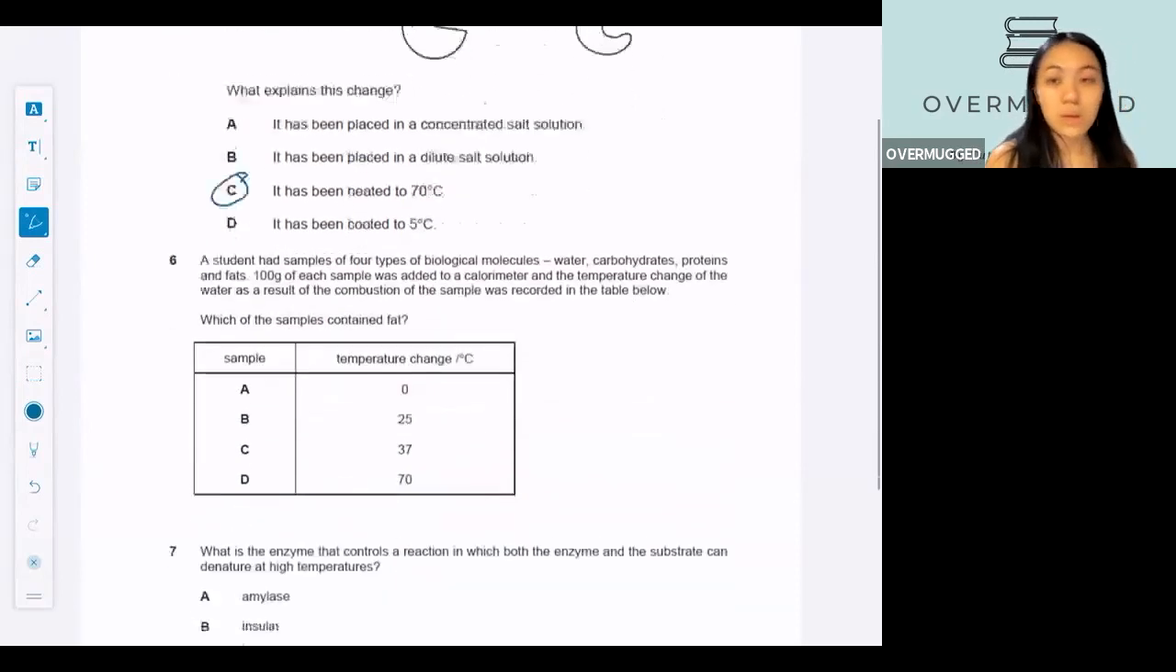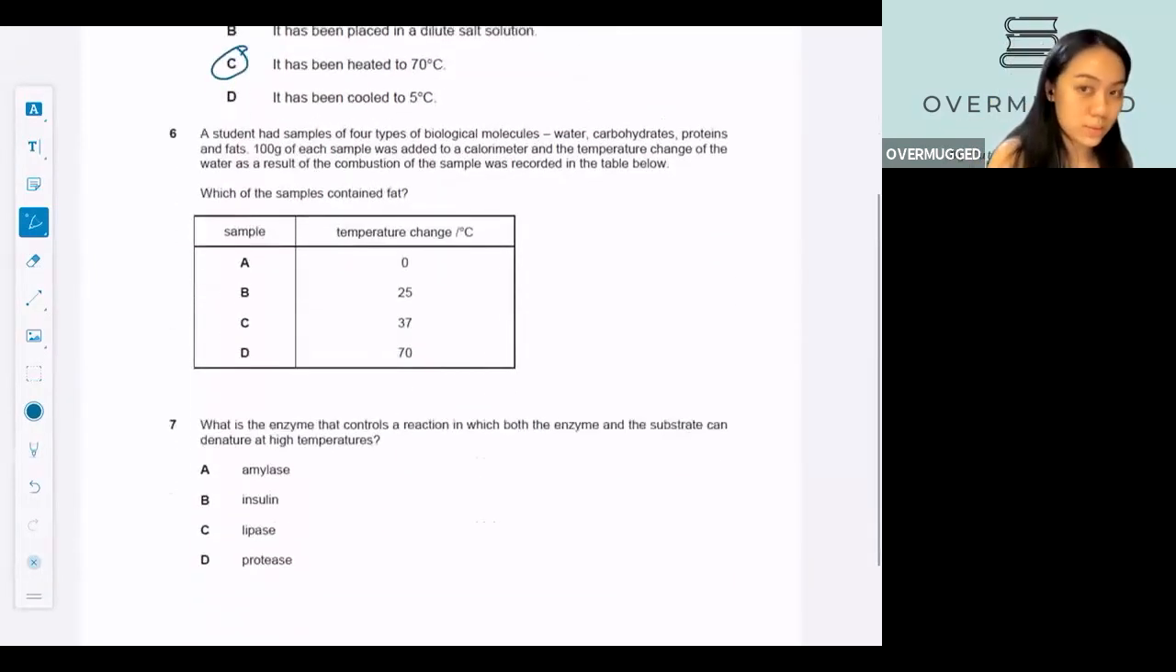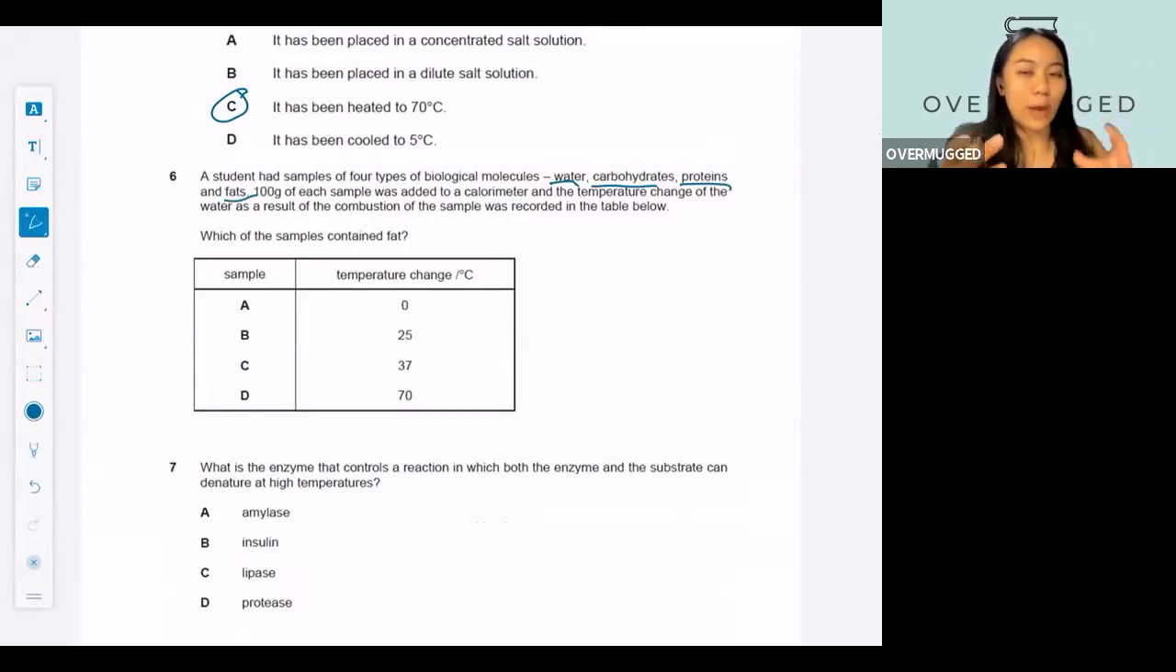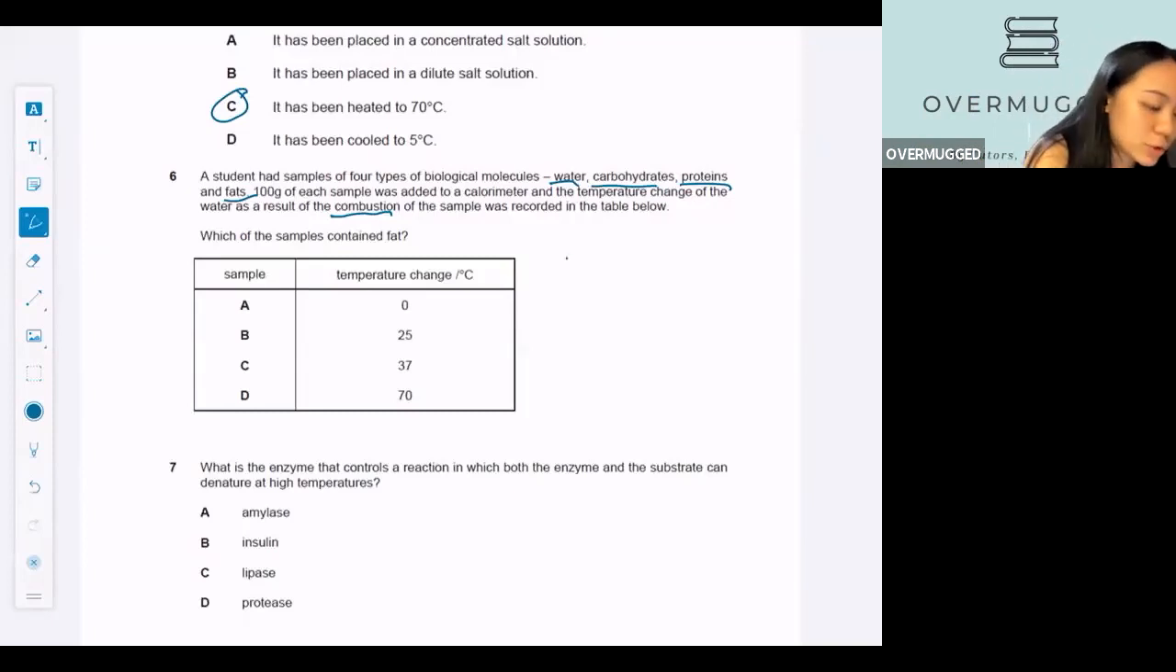Question 6. Okay, for question 6, this is a very common question in prelim papers, and I think it has been tested in O-level before. There are 4 types of biological molecules: water, carbohydrate, proteins, and fats. Imagine you have 100 grams of each and you burn it. Combustion means burning, and then you measure the temperature change of water. When you burn something, there's flame, so of course the temperature will increase. So when temperature increases, what does it mean? This is a transfer of energy. It's an indication of energy.